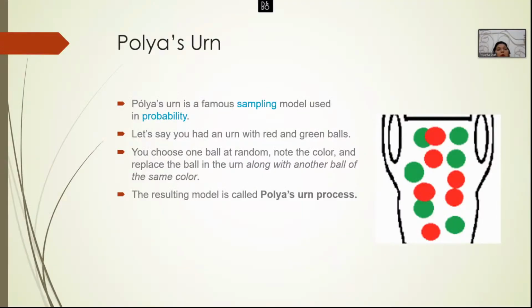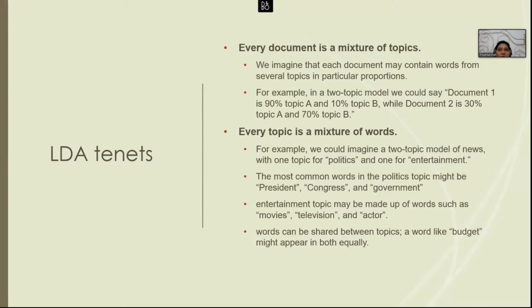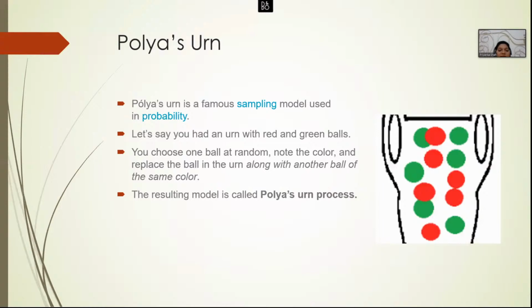Now, before we go on to how the topics are identified, how unsupervised machine learning actually breaks down the documents into groups of words, there's a very interesting concept called Polya's urn. It's a sampling technique used in probability. I won't bore you with the mathematics, so let's just get the concept clear. Imagine that you have an urn or container with red and green balls. Now you choose one ball at random. You see the color.